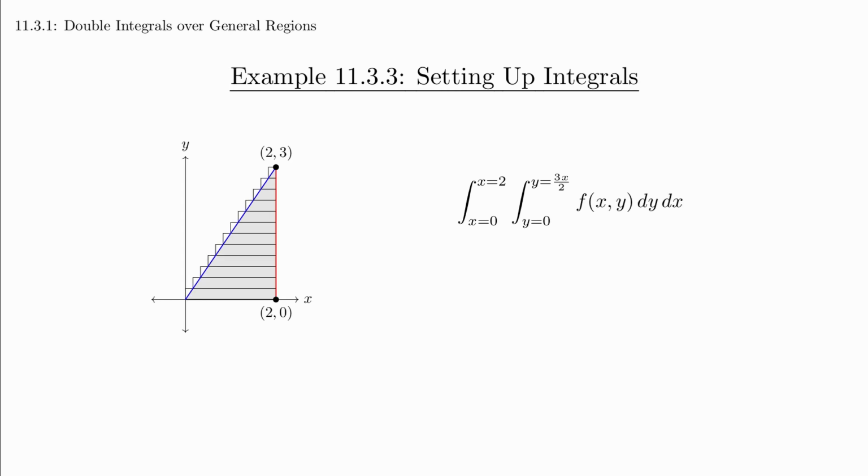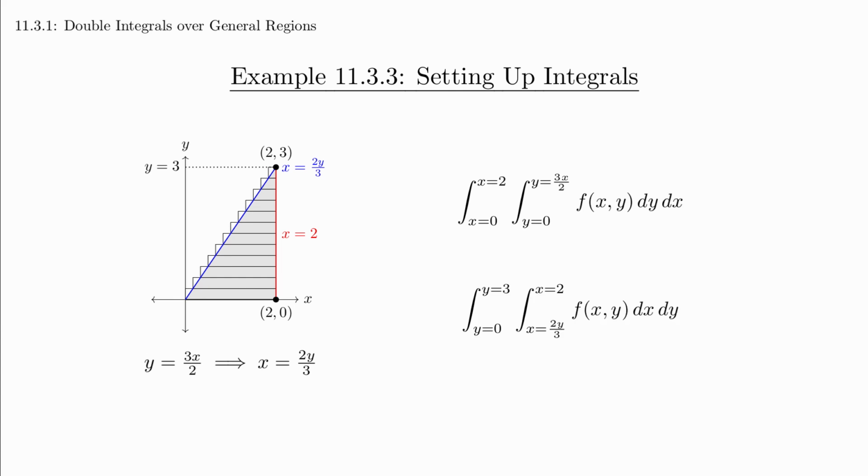With the x integral first, we are looking at lower and upper functions to be of the form x equals something. The upper limit is x equals 2, and the lower limit is the diagonal line again, but we need to write it in the form x equals something. In this case, it's easy to get the equation x equals 2/3 y for the lower limit. Then the y limits are y equals 0 and y equals 3. And now we can set up the integral.